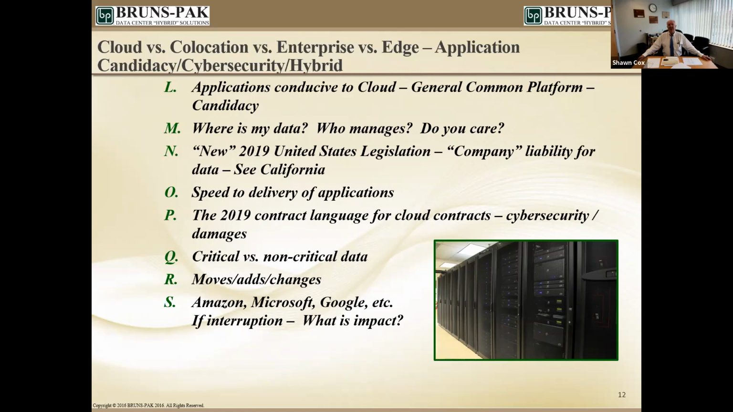Critical versus non-critical data. Hey, if I have non-critical data and I run into an interruption, what difference does it make? Moves, adds, and changes, how am I doing it? And obviously you've got the big guys, Amazon, Microsoft, Google. If interruption, what's the impact? That's the question, but they are certainly growing in that space.